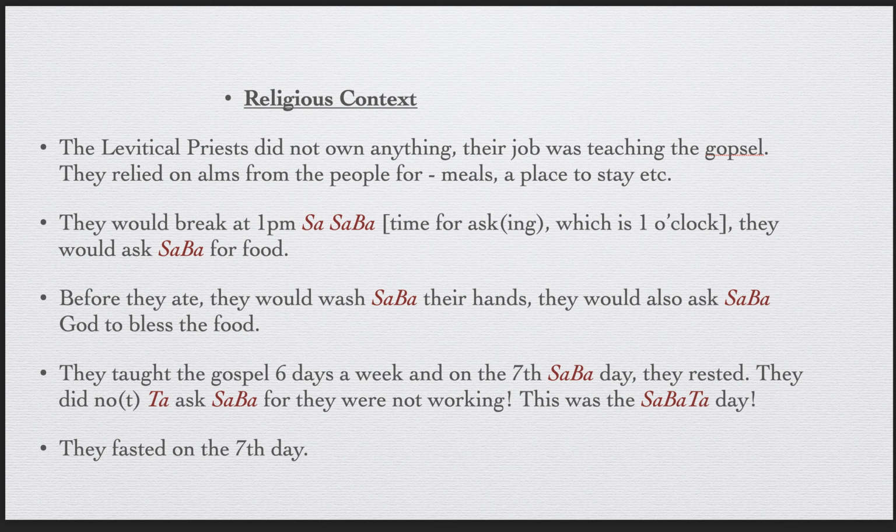Now I'm trying to bring it all together to Sabbata and creating the religious context. So the Levitical priests did not own anything. Their job was teaching the gospel. They relied on alms from the people for meals and a place to stay. They would usually break at 1 p.m., Sasaba, which means time for asking, which is 1 o'clock. They would ask for food, Saba. So at Sasaba, they would break and Saba for food.